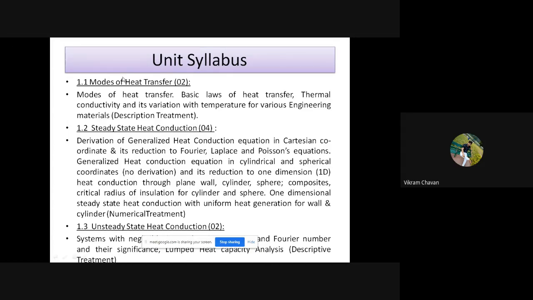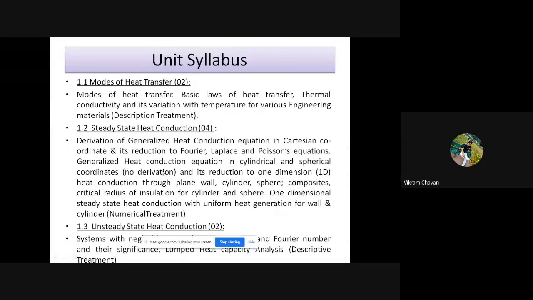So: modes of heat transfer, basic laws of heat transfer, thermal conductivity and its variation with temperature for various engineering materials. There will not be any numerical treatment for this particular topic of modes of heat transfer. That is unit number 1.1.